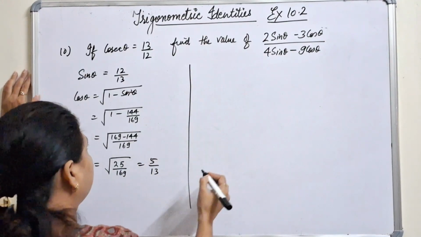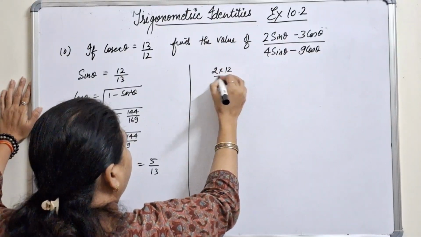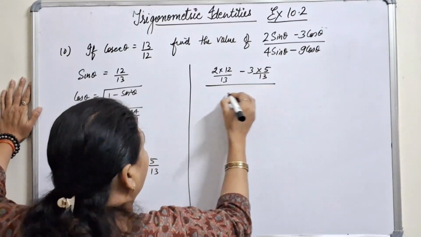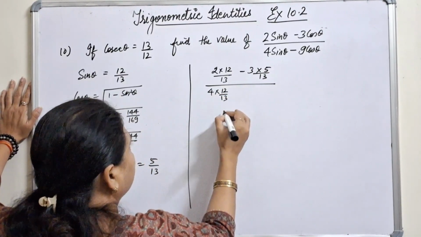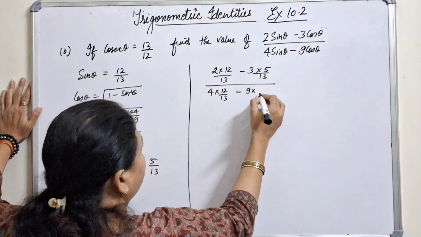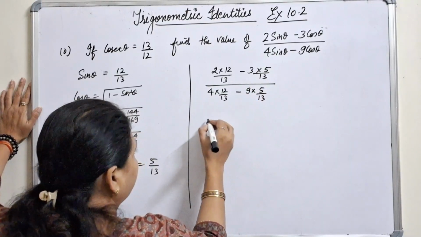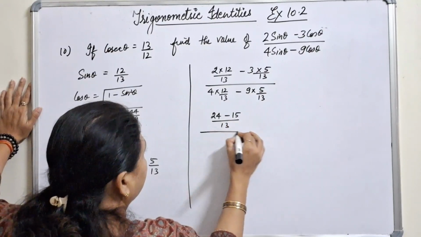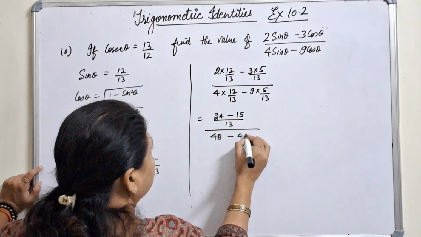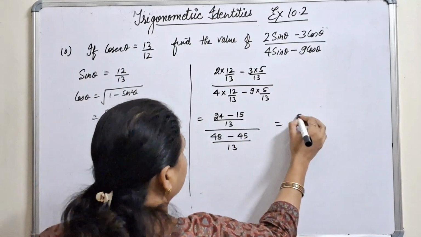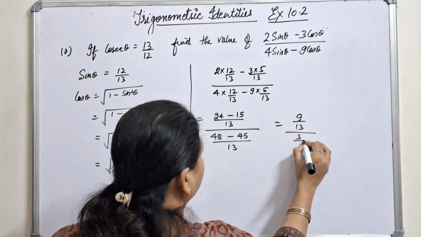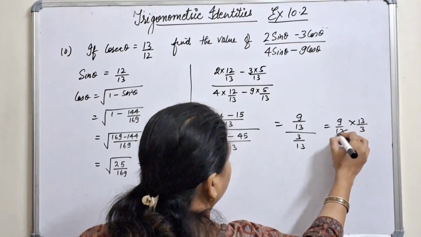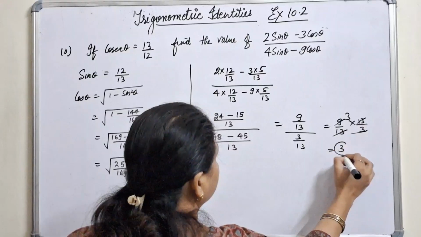Substituting the value in the given expression, 2 into 12 upon 13 minus 3 into 5 upon 13 whole upon 4 into 12 upon 13 minus 9 into 5 upon 13. So this is 24 minus 15 whole upon 13 whole upon 48 minus 45 upon 13. So this is 9 upon 13 divided by 3 upon 13. So 9 upon 13 multiplied by 13 upon 3. So the answer is 3.